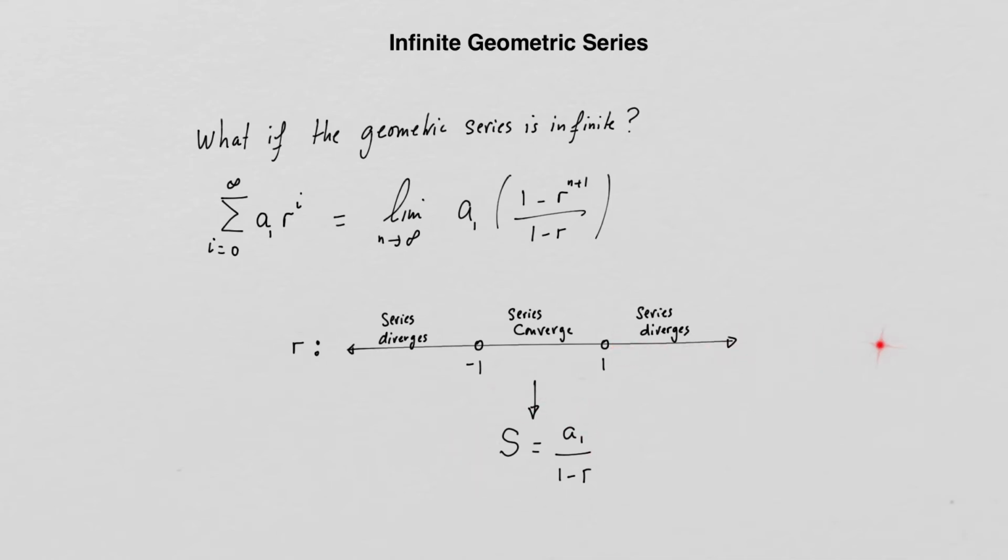Now, if r is more than 1 or less than -1, this is going to blow up, right? This is going to go to infinity. And infinity over a number is infinity. So the infinite geometric series will converge to this sum, I call this S, if r is strictly between -1 and 1. And if r is greater than 1 or less than -1, it will diverge.